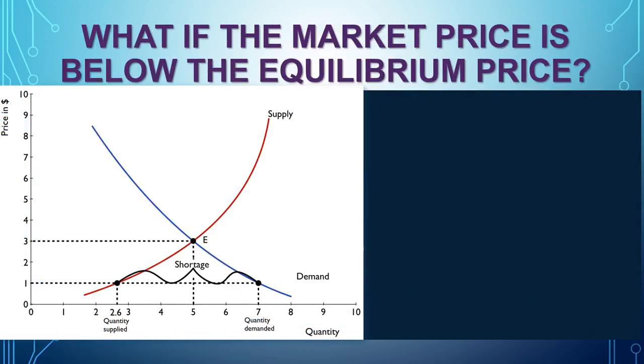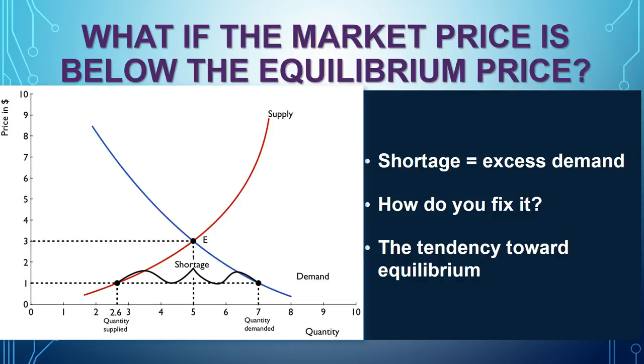Exactly the same way we can talk about what happens when the market price is below equilibrium price. In this case, the equilibrium price is $3, but what happens if we set a price at $1? What we have is called a shortage. So a shortage is excess demand. You're going to have a whole lot of people who want to buy this product, but not a lot of businesses who are really excited about supplying it to the market.